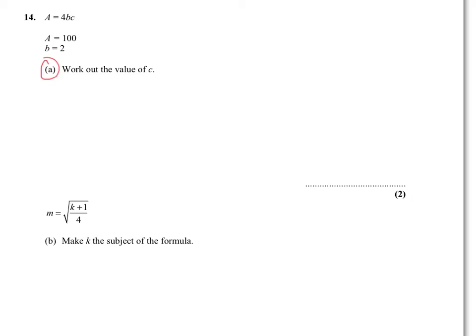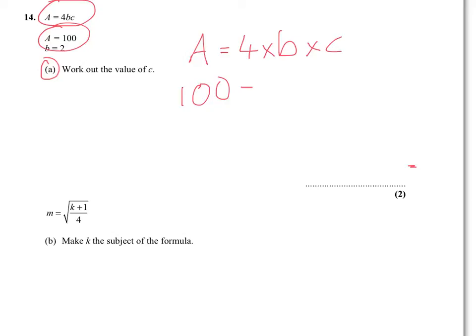There's an awful lot we can do on this paper, so it's taken quite a long time, this video, isn't it? So, okay, question 14. A equals 4BC. Again, we've maybe not done specifically this sort of question, but it's something we can certainly have a go at. We know that in algebra, if there's no symbol, it means times, doesn't it? So that means A is 4 times B times C, and it tells us that A is 100 and B is 2. So if we put that in, 100 instead of a capital A, 4 times 2 times C.